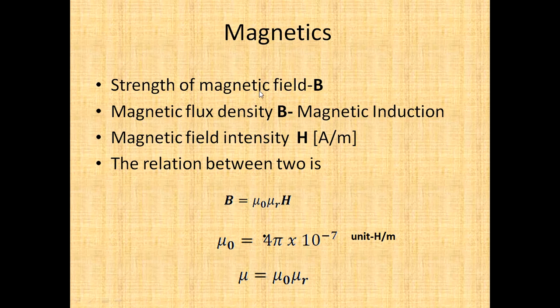What is the relationship between B bar and H bar? B bar is equal to mu 0 mu r H bar, where mu 0 is 4 pi into 10 raised to minus 7, with units of Henry per meter. The relationship is mu is equal to mu 0 mu r.